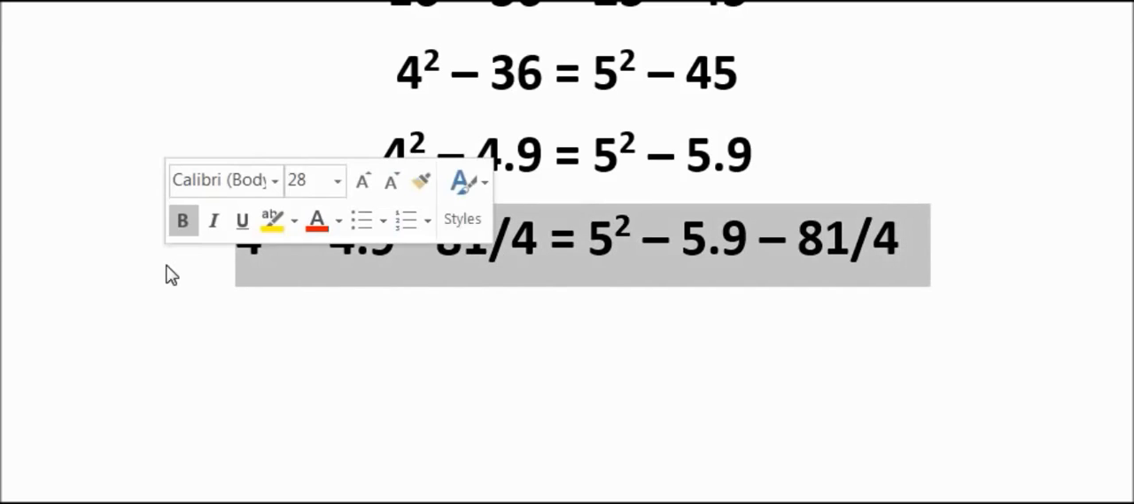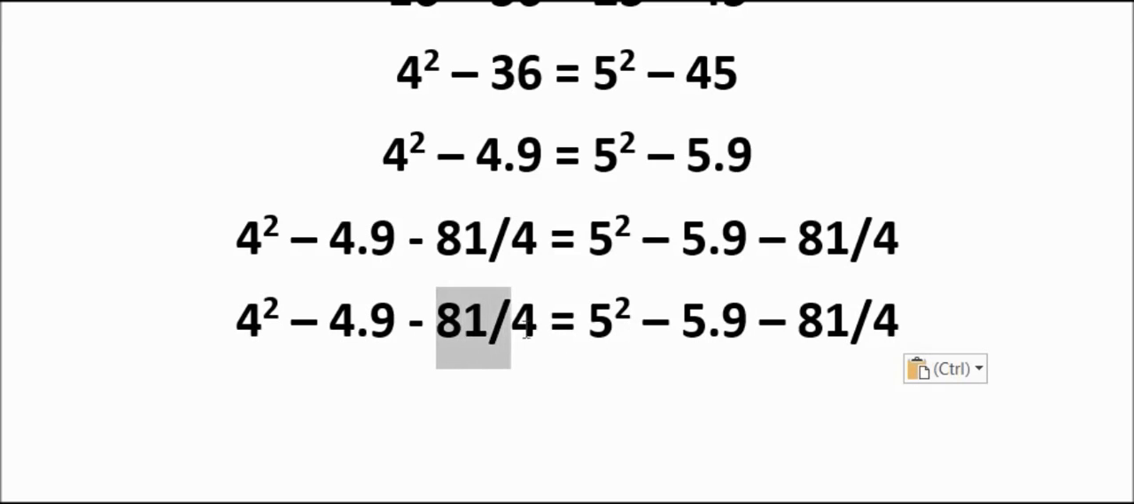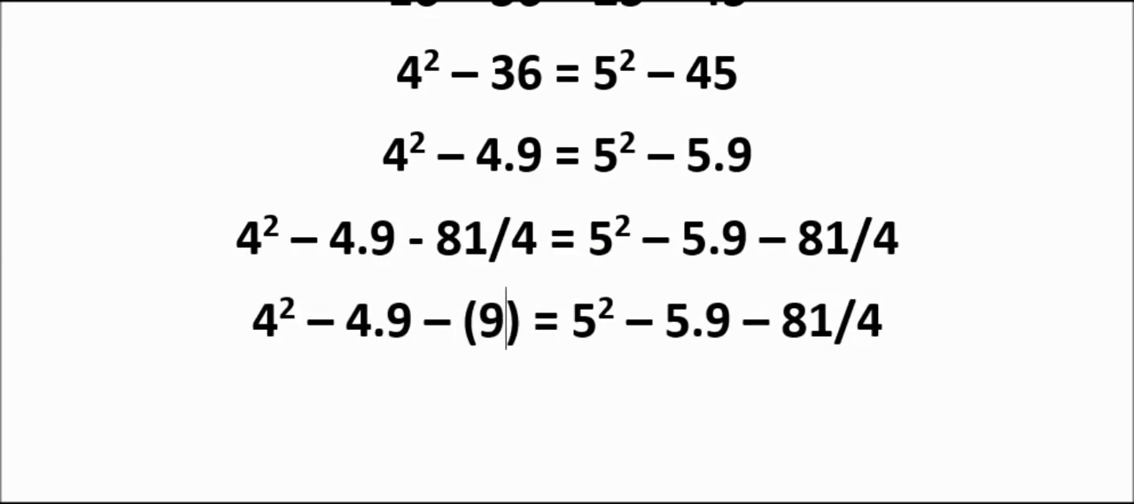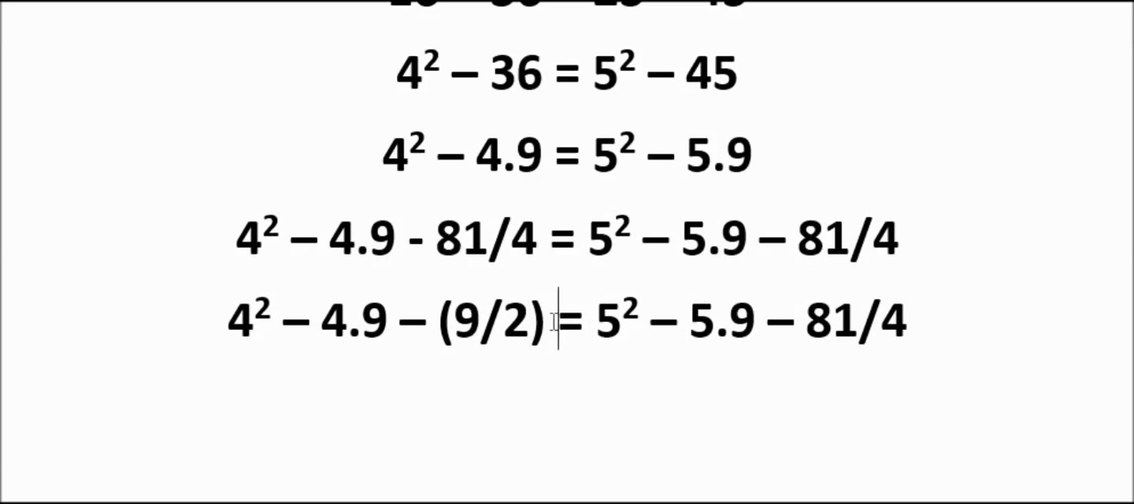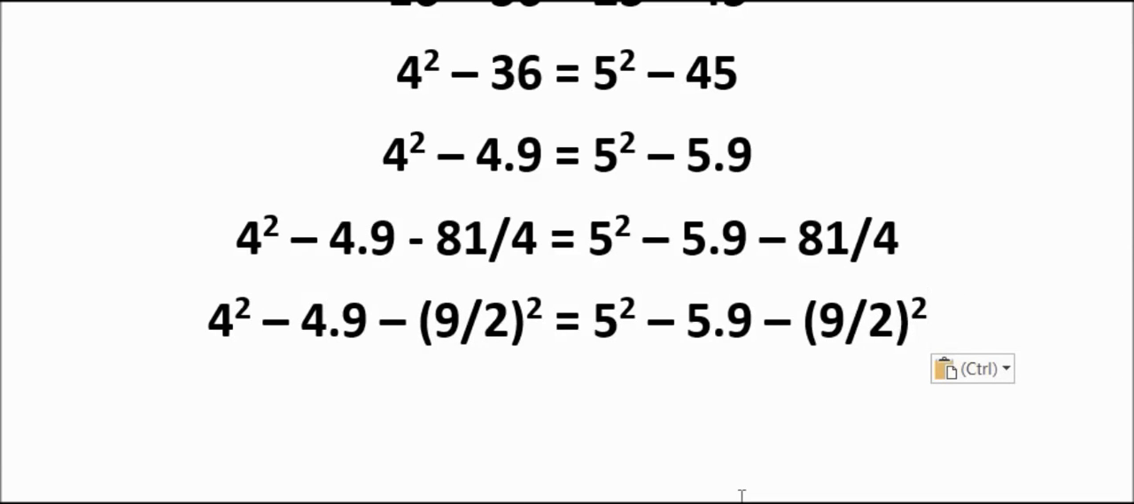So let's copy this again and write this as 9 over 2 whole squared. Over here, we'll just copy this and paste it over there. That's the equation. So now we've got 4 squared minus 4 times 9 over 2, minus 9 over 2 whole squared, which is equal to 5 squared minus 5 times 9 over 2, minus 9 over 2 whole squared.